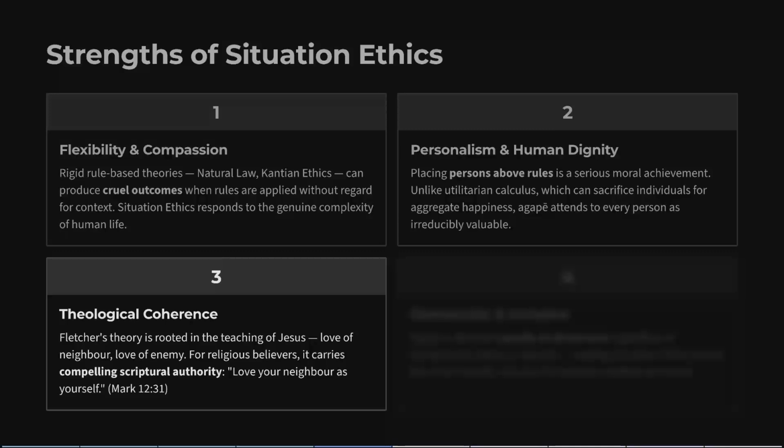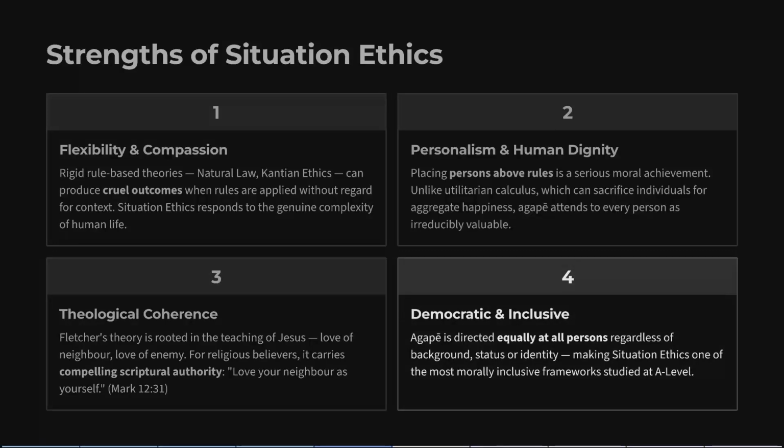Now, for religious believers, this carries genuine authority. Situation ethics does not require them to abandon their faith. It argues their faith, read correctly, already points towards agapē as the ultimate moral criterion.